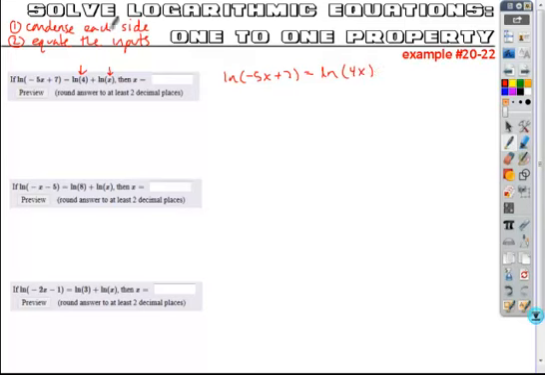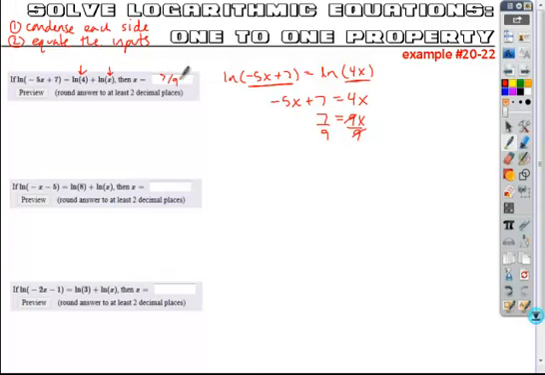Once each one is condensed into a single log, you can use the one-to-one property, which means that if those expressions are equal, then the values in the inputs have to be equal as well. So I know that negative 5x plus 7 has to equal 4x. And once again, it becomes a linear equation. If I add 5x to both sides and divide by 9 to isolate my x, I get 7/9.